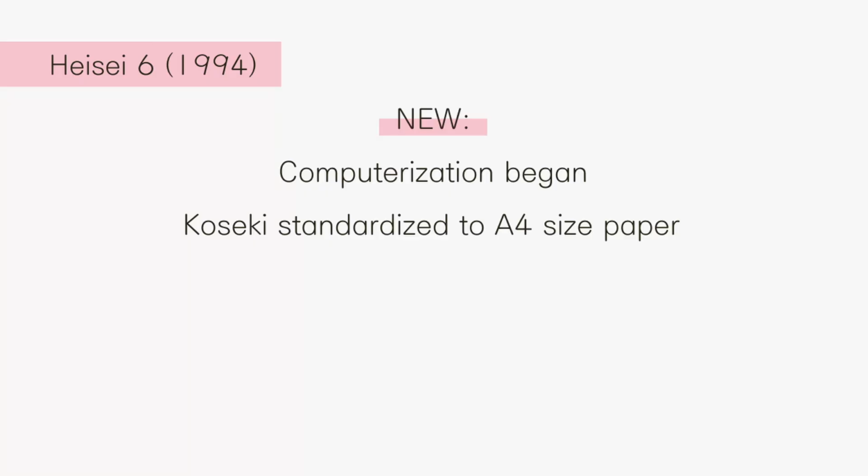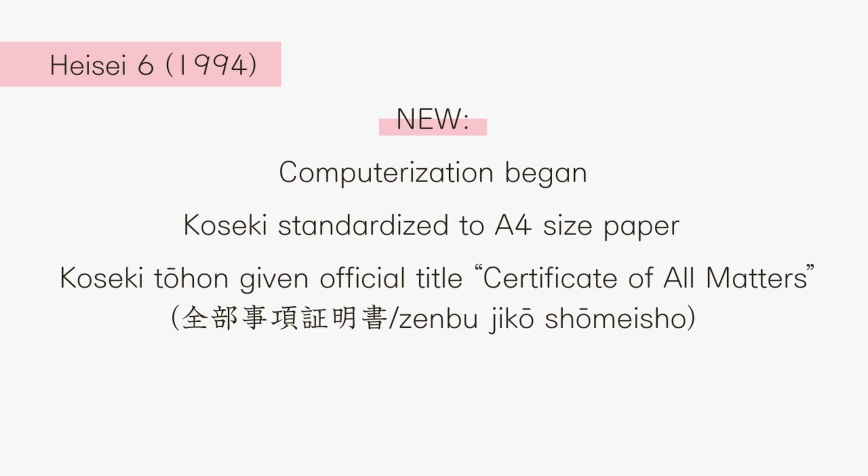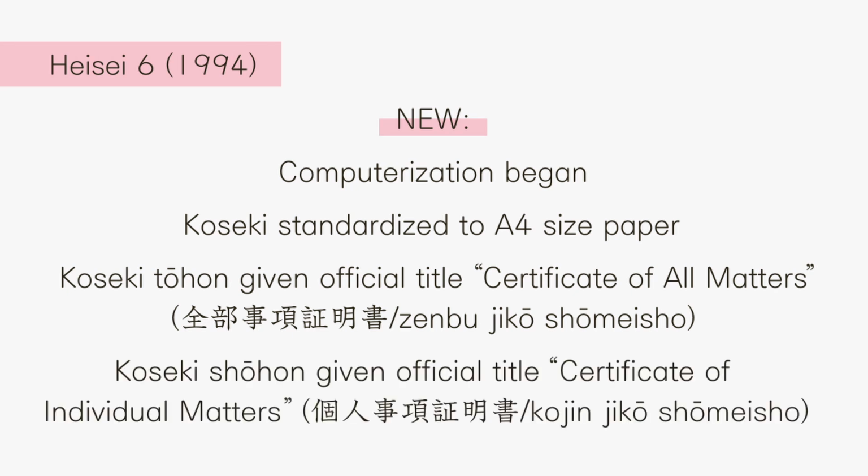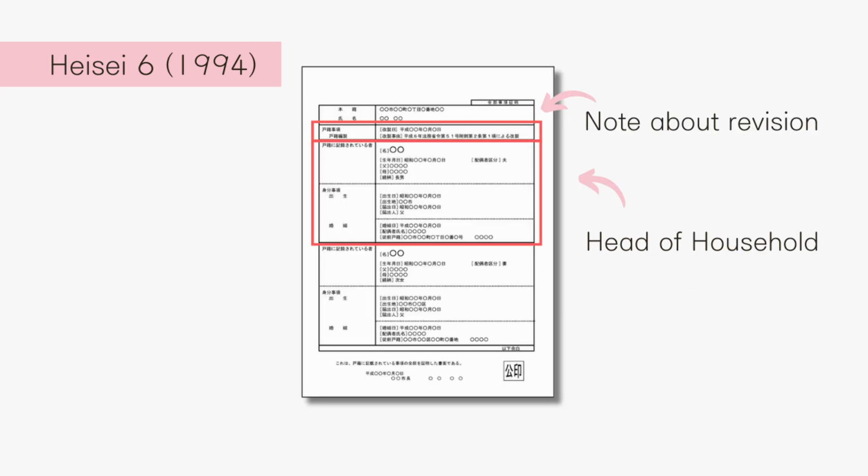In Heisei Year 6 or 1994, the computerization process began. Koseki were standardized to A4 size paper, and the Koseki Tohon were given the official title of Certificate of All Matters, or Zenbujiko Shoumeisho, and the Koseki Shohon were given the official title of Certificate of Individual Matters, or Kojinjiko Shoumeisho. Today, some small villages have yet to computerize their Koseki, but most of the country has computerized them.